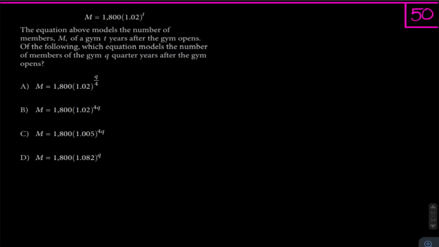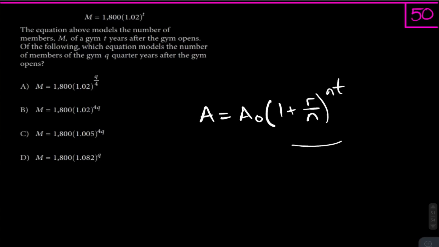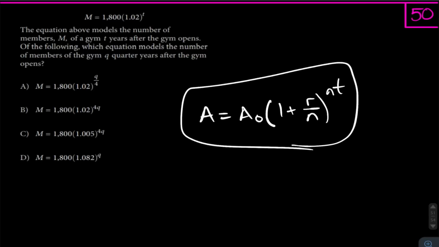Because a lot of you are probably going to think about the equation A equals A naught times 1 plus r over n, to the nt power, right? A lot of you are probably going to think about this thing, and then do that rate, 1 plus 0.02 over, now you're talking about quarters, so you're going to divide it by 4, right? And that is a very common mistake on a problem like this, okay?